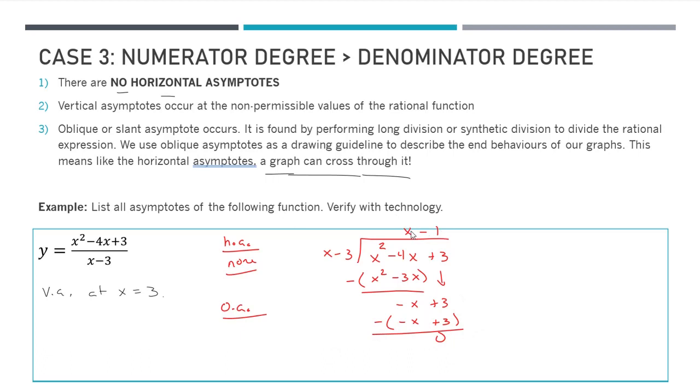And now we have what our slant or oblique asymptote is, which is this x minus 1. So we can say it's y equals x minus 1. And if you actually graph this right here, and then you were to graph this on top of it, you would see it just fits perfectly between the graphs, unless there's a place where it crosses.